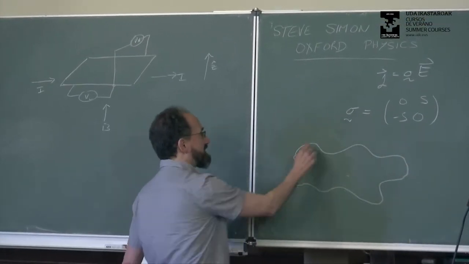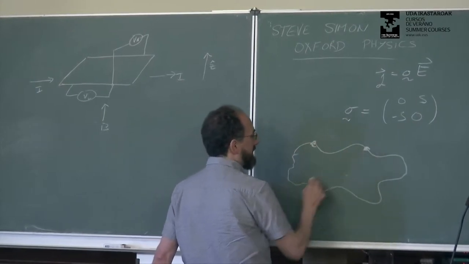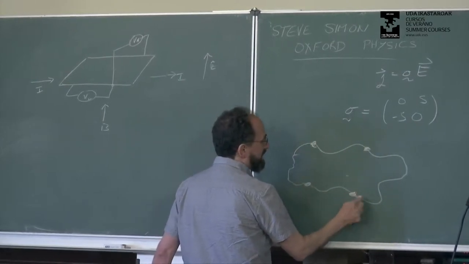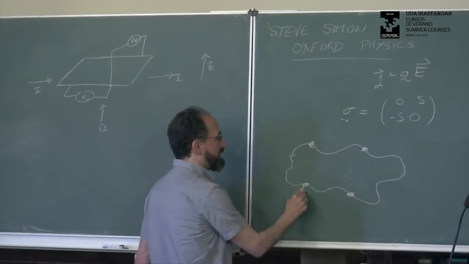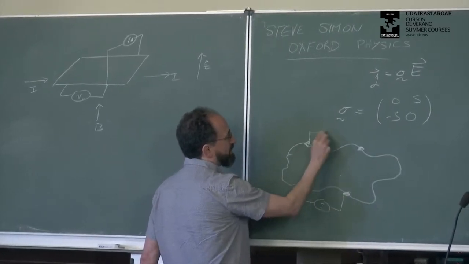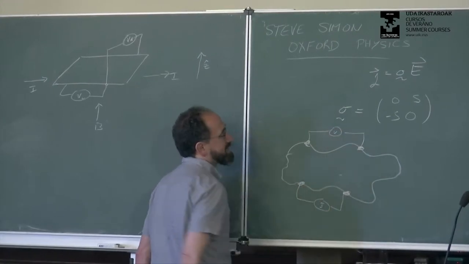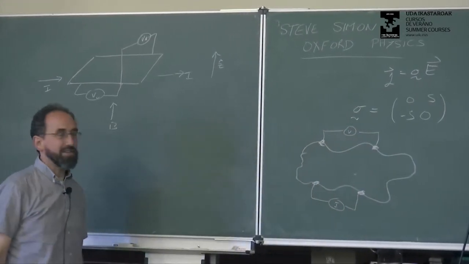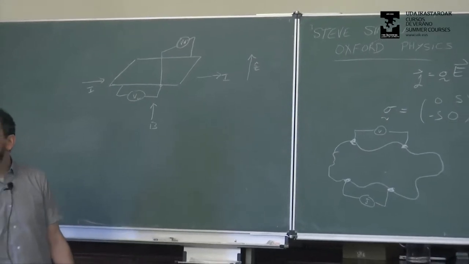And you have a sample in two dimensions with an arbitrary shape. Don't know what the shape is. And you put contacts on the edges of the sample like this. If you run current between two contacts, which are adjacent to each other, and you measure voltage between the other contacts, show that the voltage always comes out zero in this case.